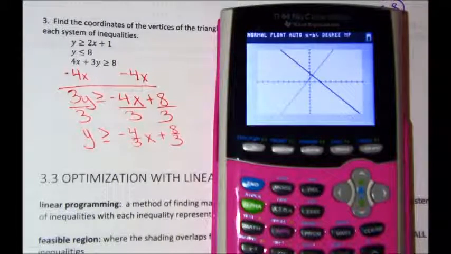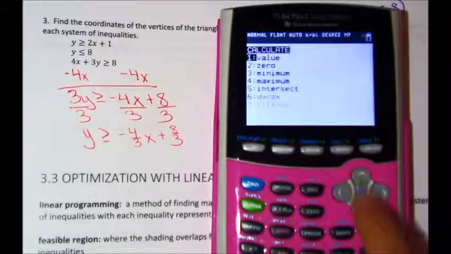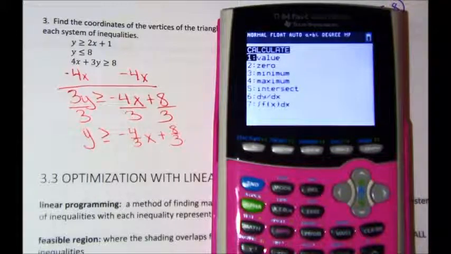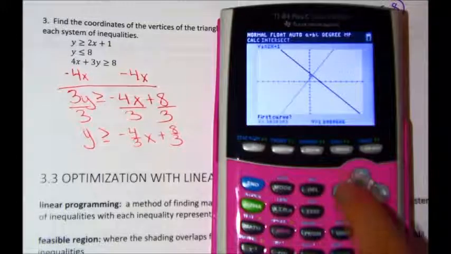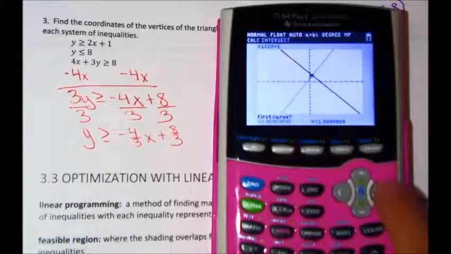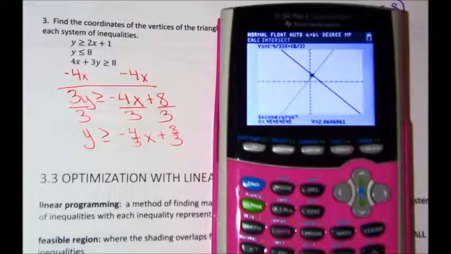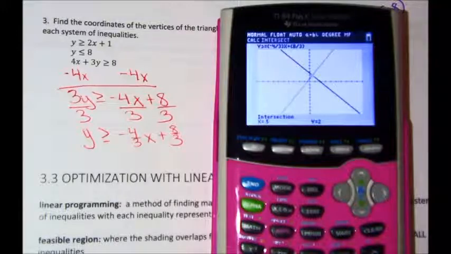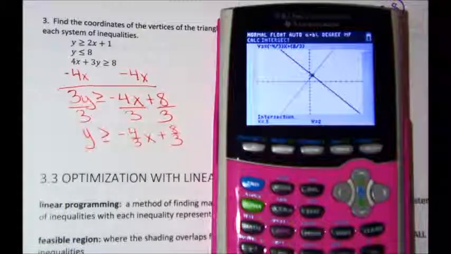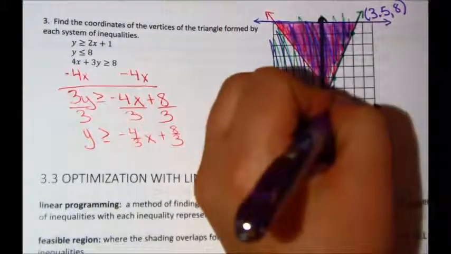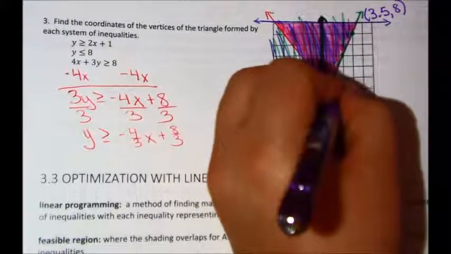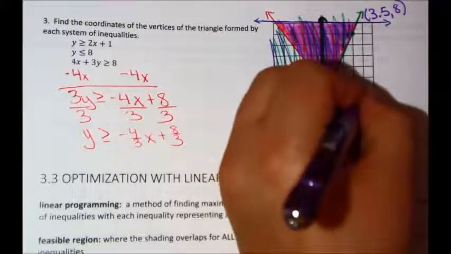To find the intersection, press Second, Calc, and select option 5. Use the right or left arrow key to get close to where they cross, and press enter. Make sure they're still close and press enter 2 more times. My second intersection is at (0.5, 2). So my second vertex is at (0.5, 2).